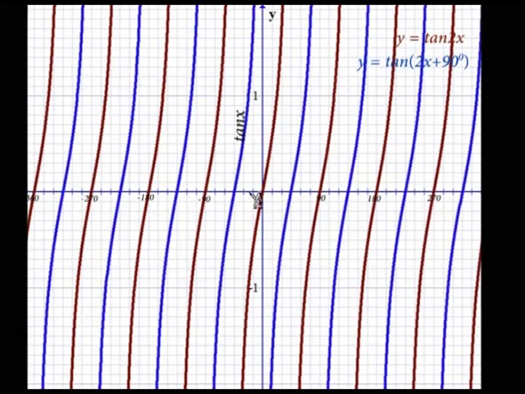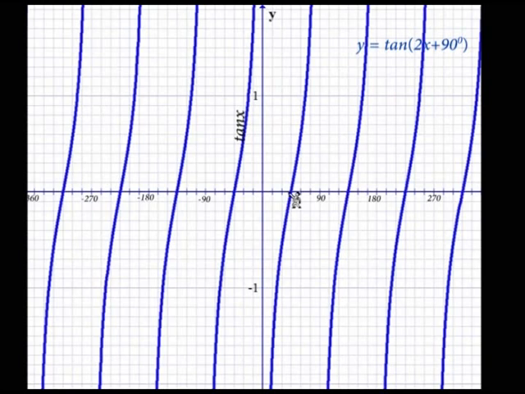Then we had a horizontal shift, so we divide c by b to get the shift. That is 90 over 2, which gives us 45, and because it is positive, it is a shift to the left. There is our final graph for the function y is equal to tan of 2x plus 90 degrees.